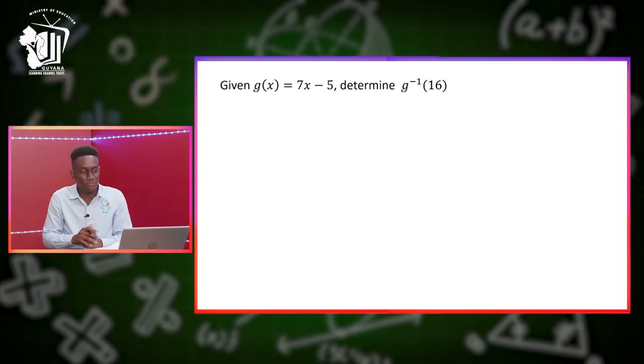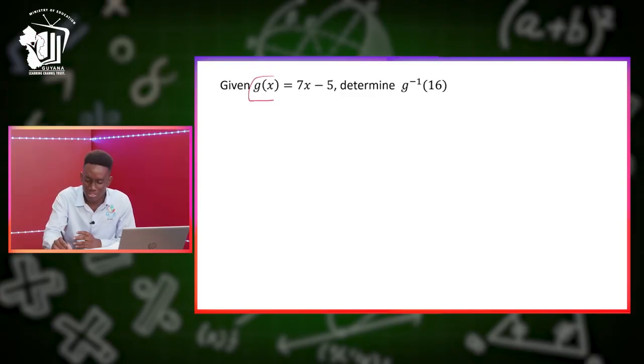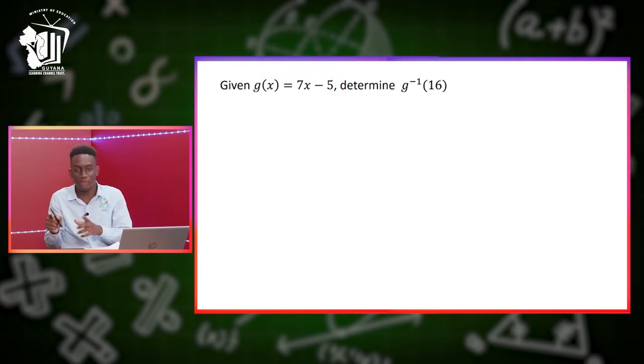So let's head into another example. Let's say we are given the function g of x is equal to 7x minus 5. And they ask us to determine the value of g inverse of 16. So many students may look at this question and they will jump to go and replace 16 inside the function g of x. But we must be careful. The question is asking us to find g inverse of 16 and not g of 16, g inverse of 16.